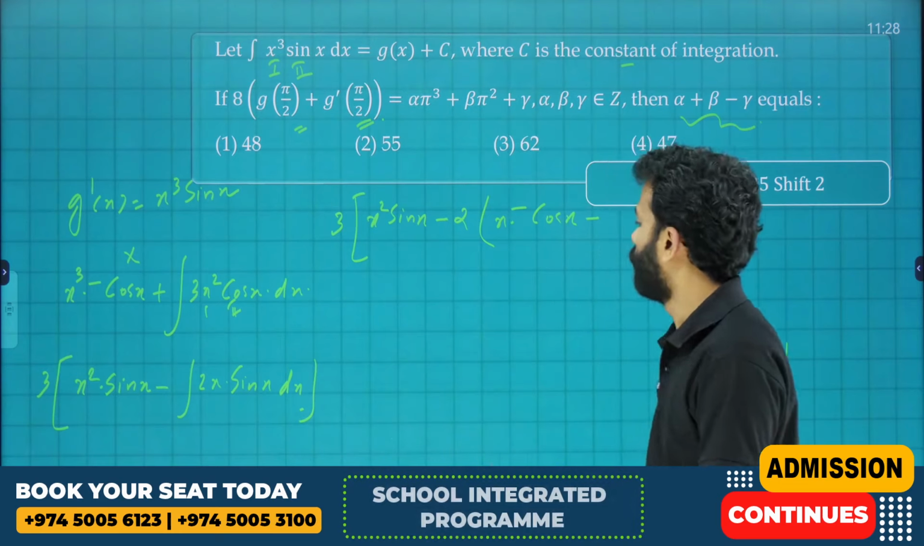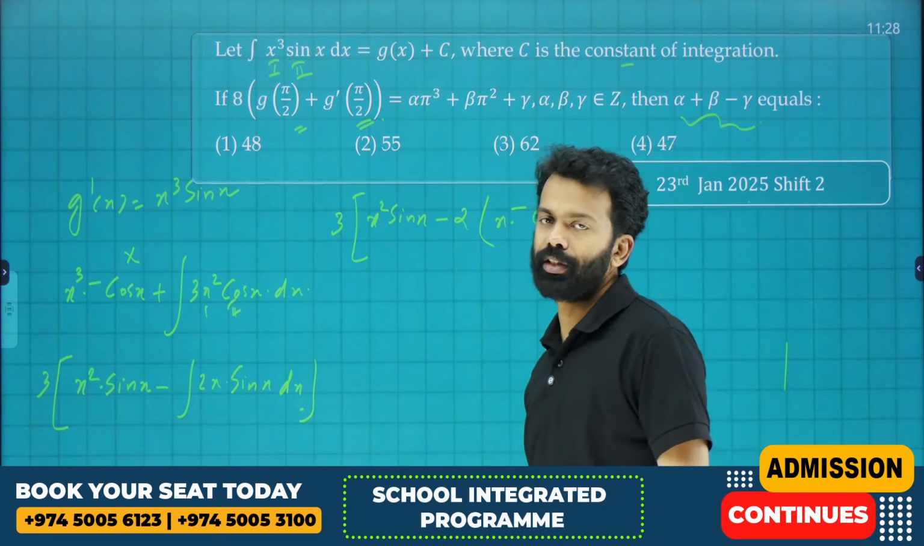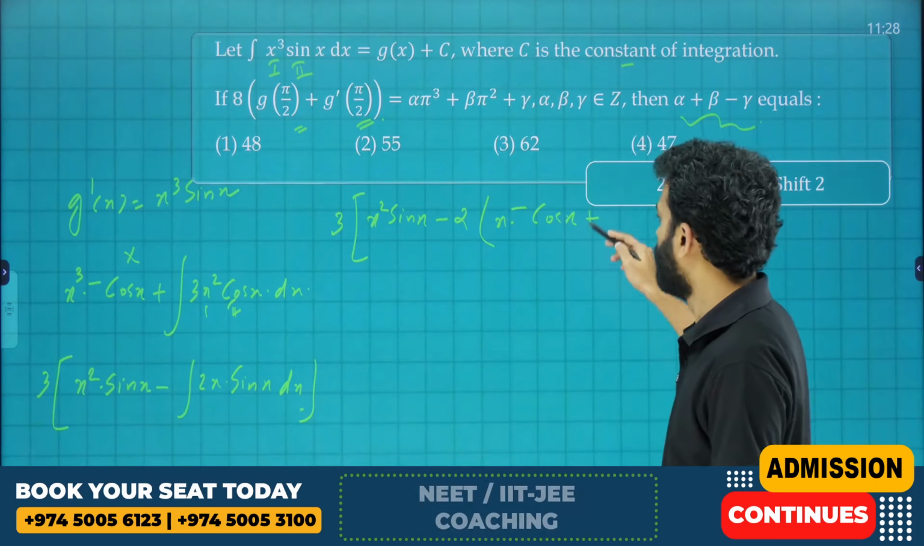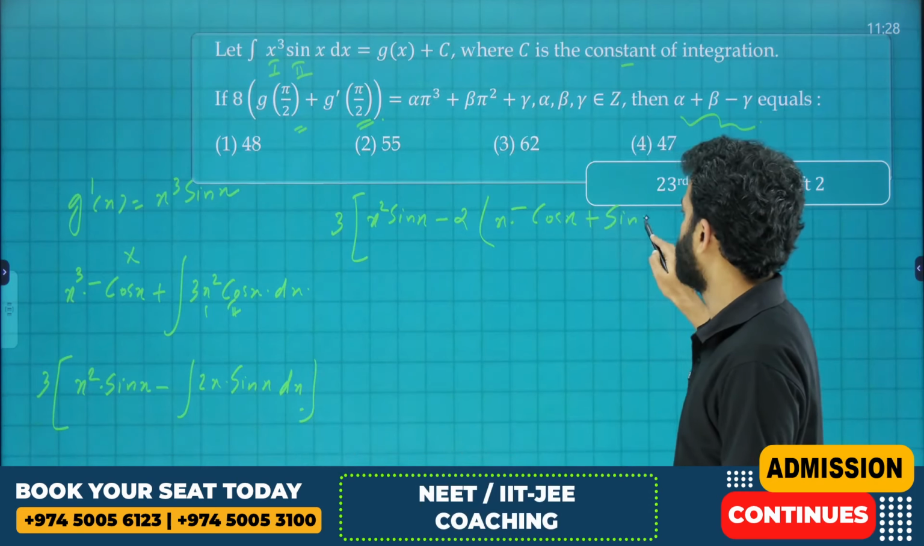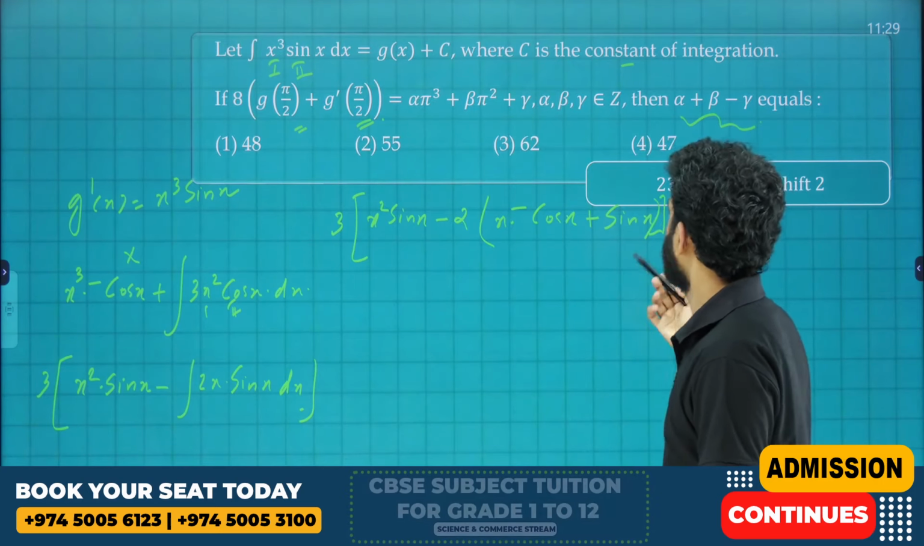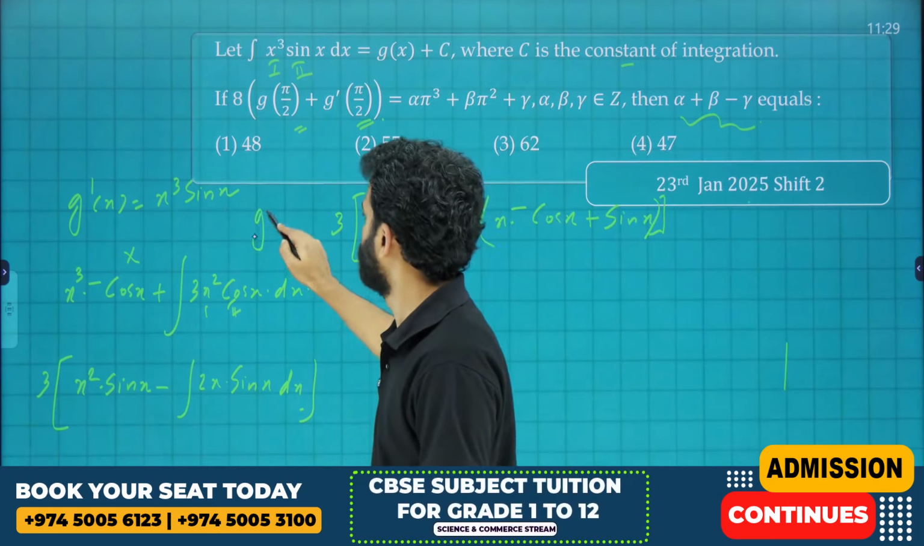Okay, minus the integral of d by dx of x is what? 1. And the integral of sin is what? Minus cos x. Therefore it will be plus here, and the integral of cos x will be what? Sin x. That's all. Okay.